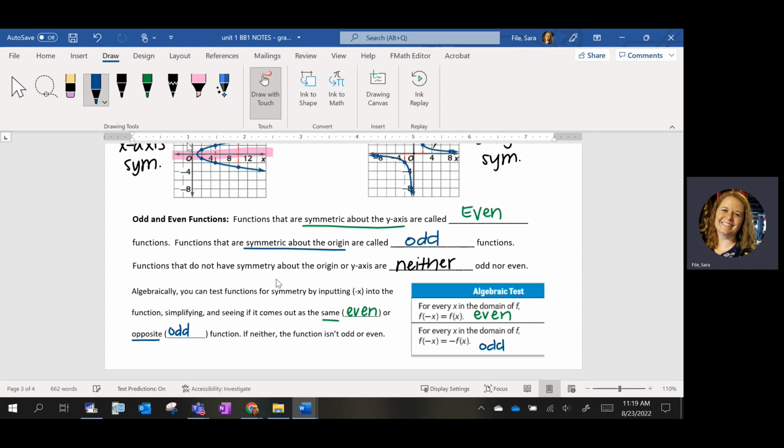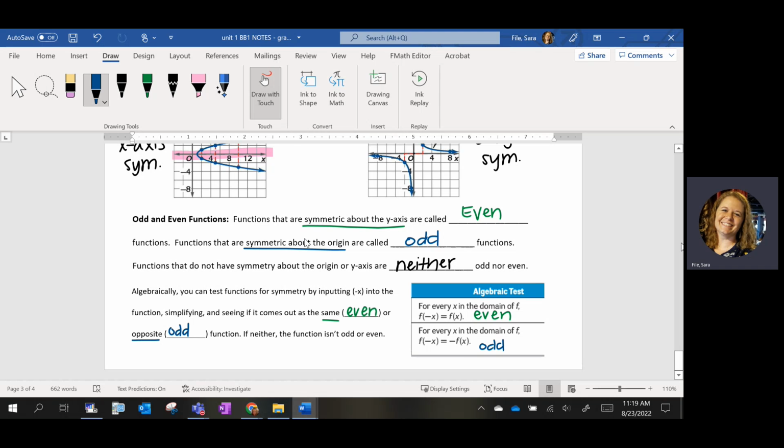We're not going to have to worry about that algebraic test for a while, but I wanted to throw it in here while we talked about odd and even. Feel okay about that? Symmetric about the y, even. Symmetric about the origin, odd. If it's not one of those, it's neither. Does that make sense? Okay, good.